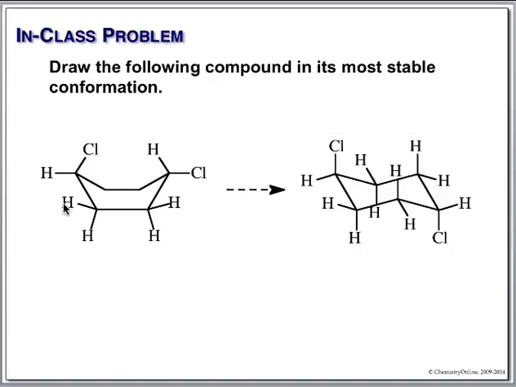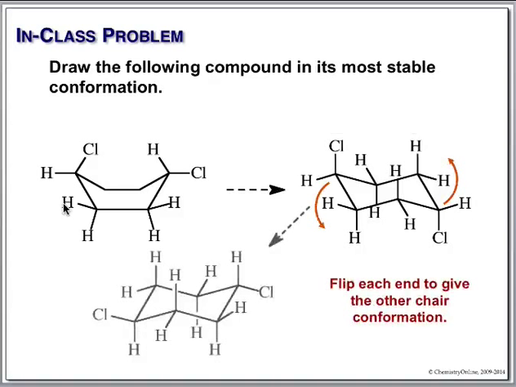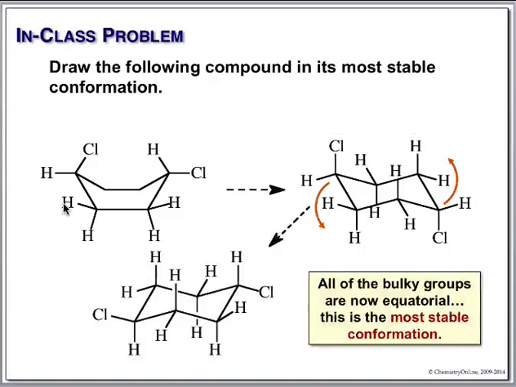What we want to do is simply flip each end to get the other chair. The operation looks like this. I'm gonna grab this, move it up, grab this guy, move it down. When we do this, we have our new chair. So this is now pointing up, this is now pointing down. Everything that was axial is now equatorial. This is the most stable conformation.